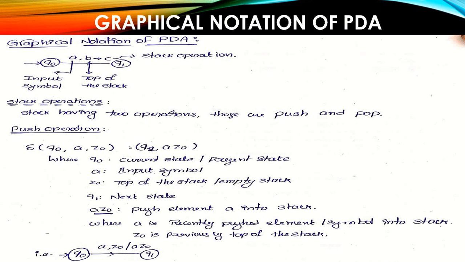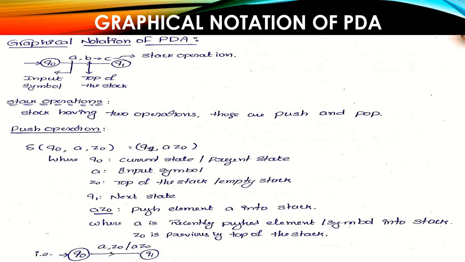Based on the combination of current input symbol and top of the stack, we can perform either a push operation, a pop operation, or no operation. Which type of operation is performed is indicated by the third symbol. This type of representation is the graphical notation of pushdown automata, also known as the instantaneous description of pushdown automata. Both are the same.